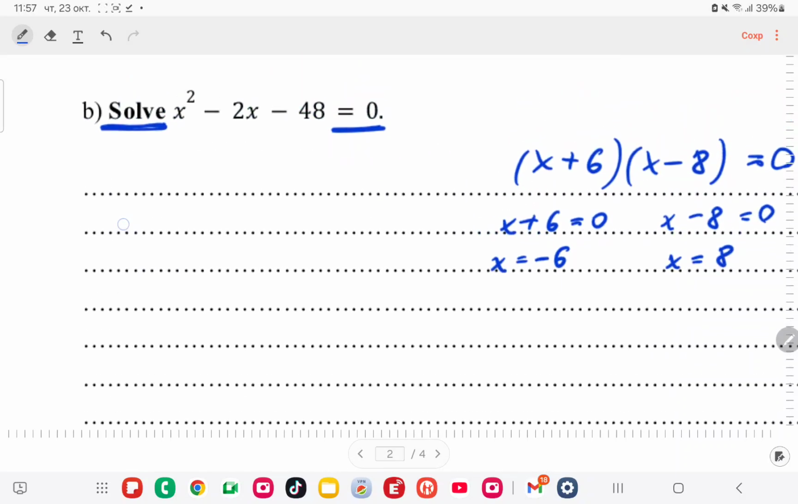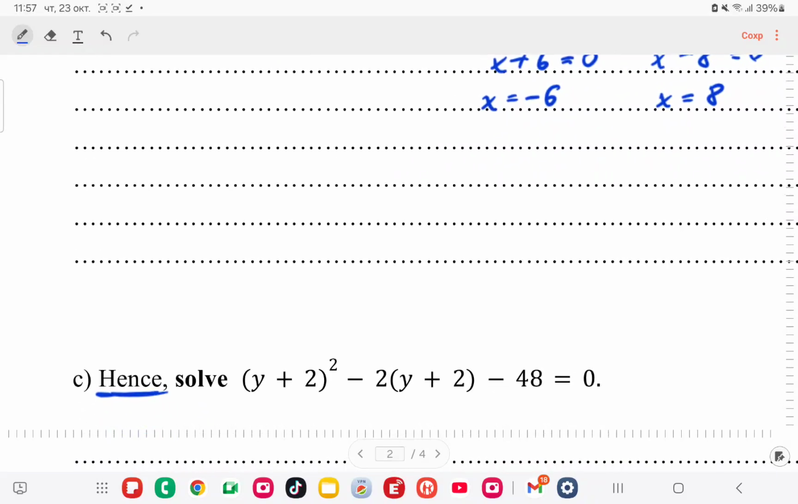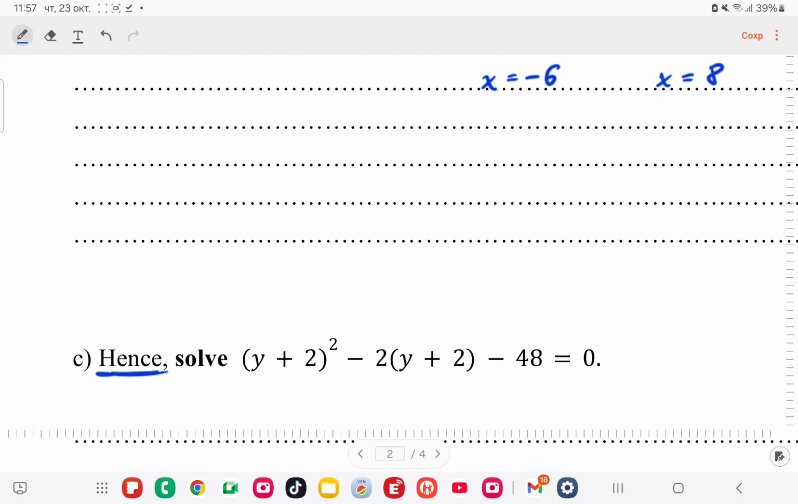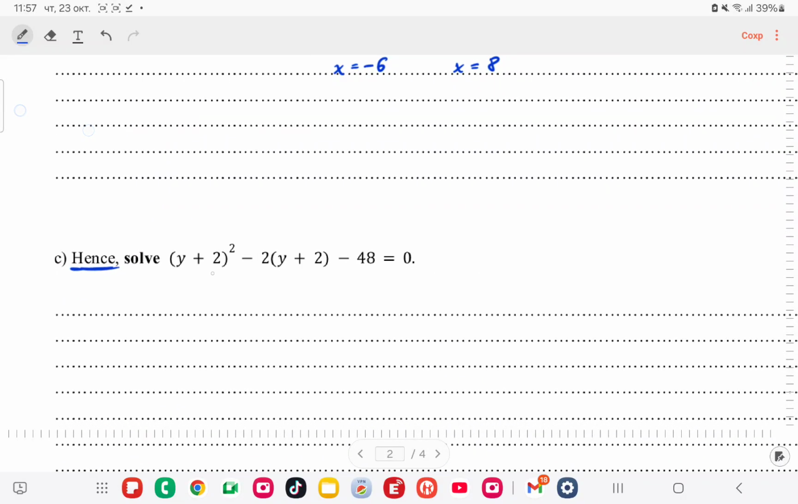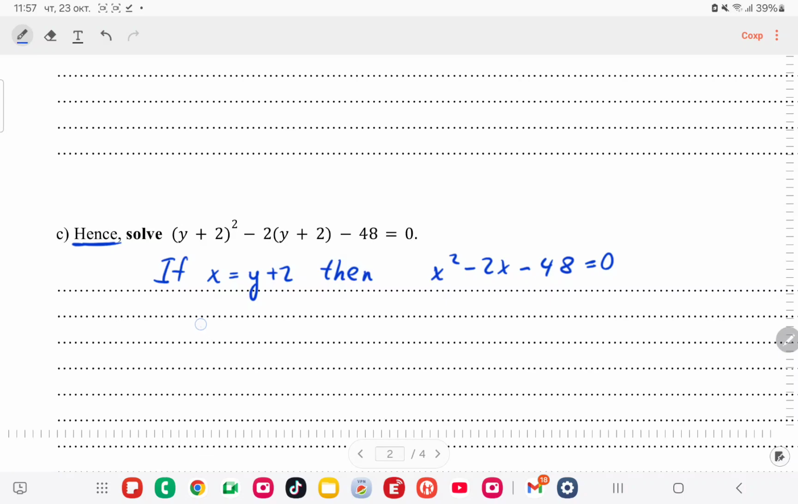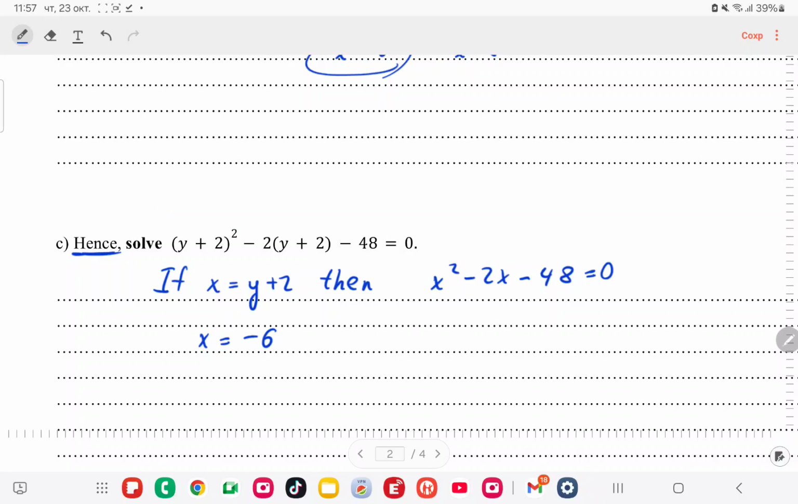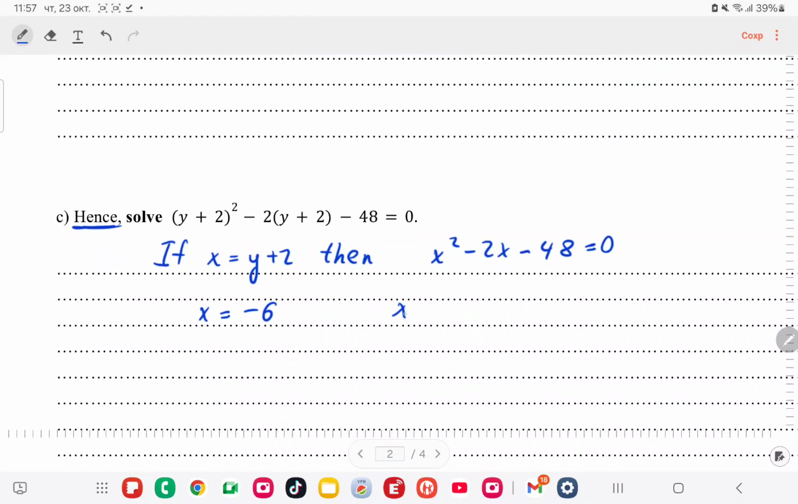This is a tricky word here, because hence means that we have to connect the previous step with the current one. So you see that if we say x is equal to y plus 2, then this equation converts to x squared minus 2x plus negative 48, right? And we know the two roots here: x1 is equal to negative 6, and x2 is equal to 8.